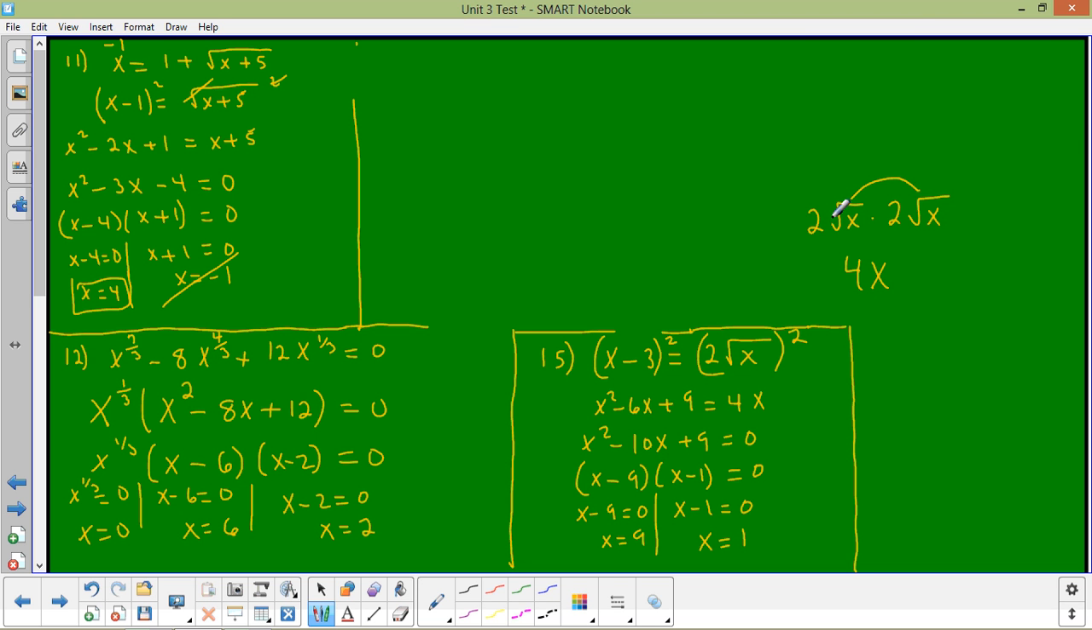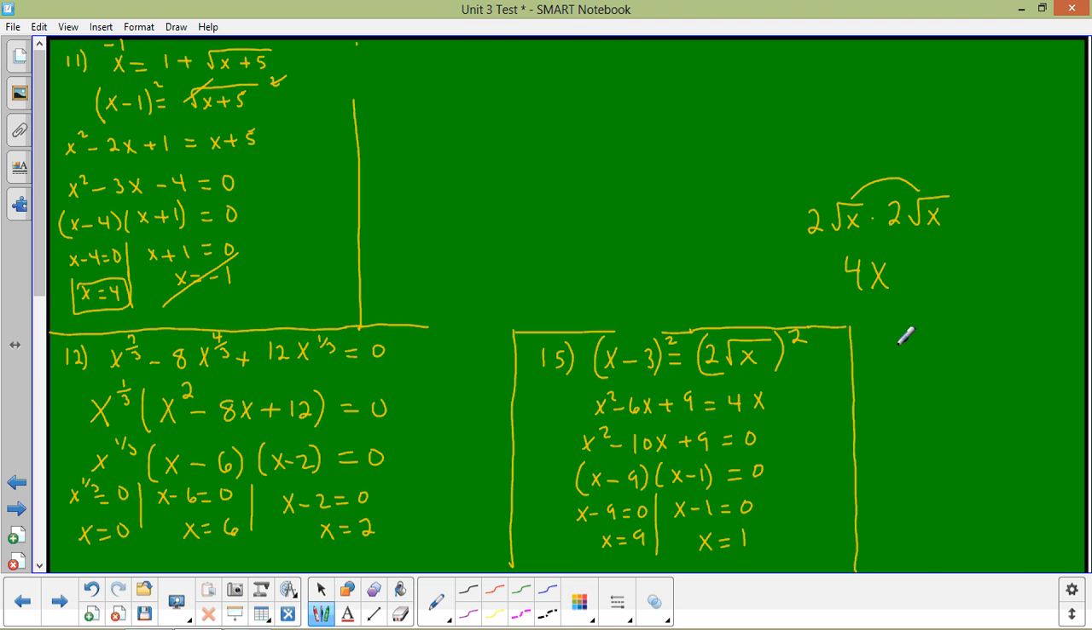because you're squaring the square root, right? So that's where I'm getting that 4x from. Bring the 4x over and subtract it, okay? And we get x squared minus 10x plus 9 equals 0. That factors into an x minus 9 and x minus 1. Okay. And then each of those set equal to 0 gives me a solution of x equals 9 and x equals 1. Okay. And guess what?